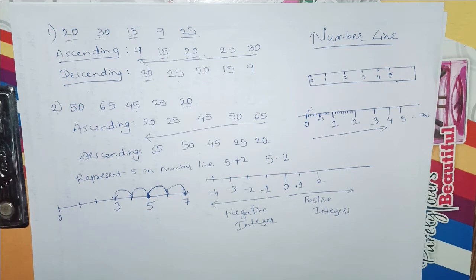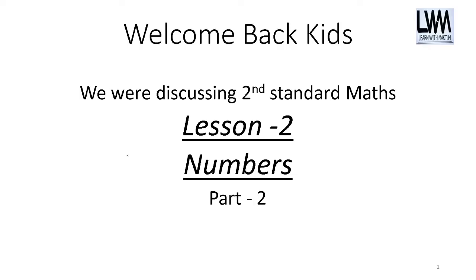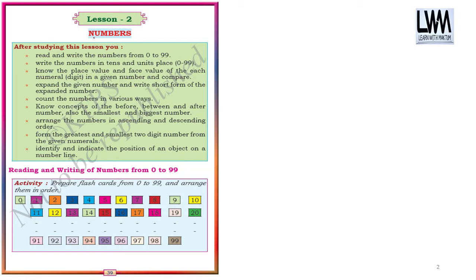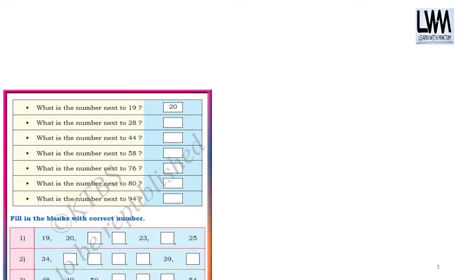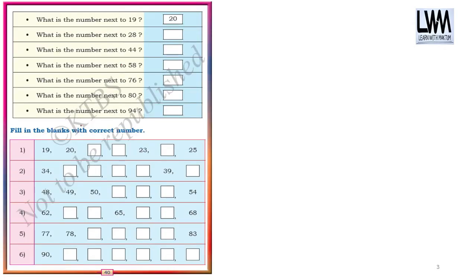Okay, kids, let us see how it is given in the textbook. Lesson number 2, numbers. We already wrote the numbers, right? Hope you know that 0 to 99. Now there are some questions which you have to answer. What is the number next to 19? After 19, you will be writing 20, right? So that is the answer.